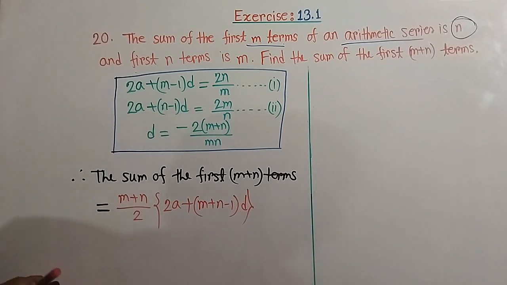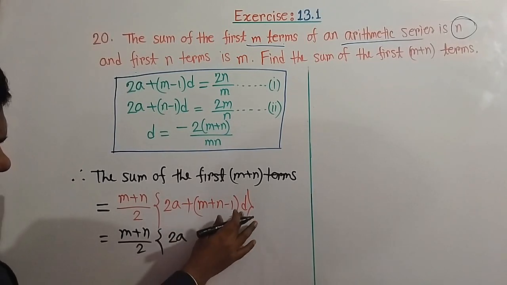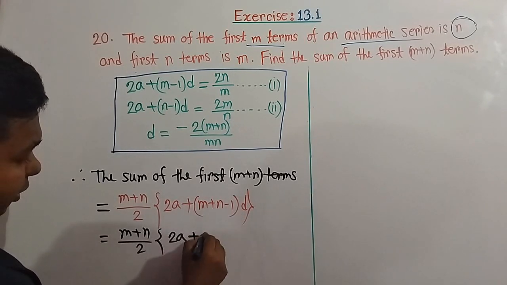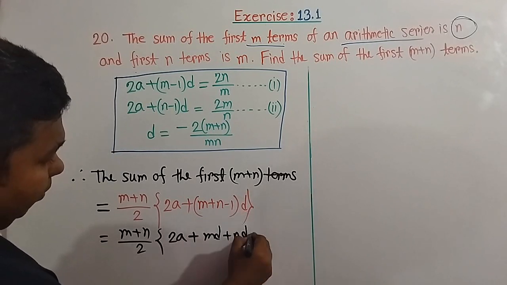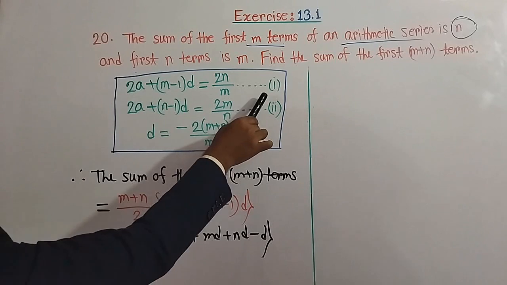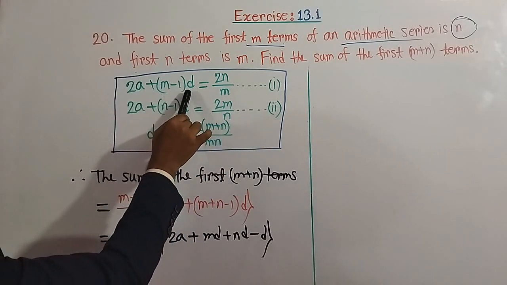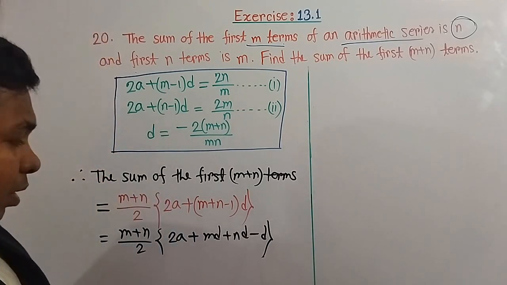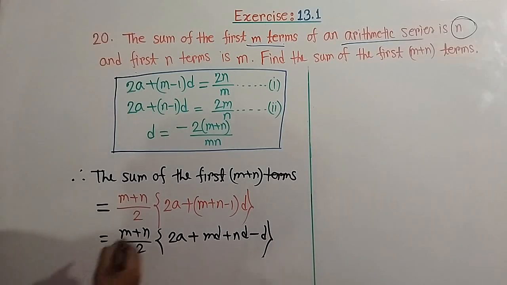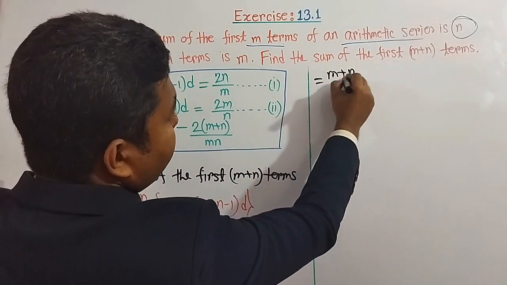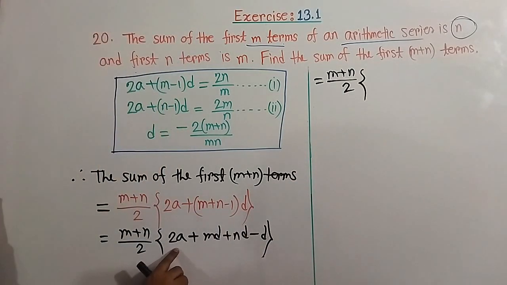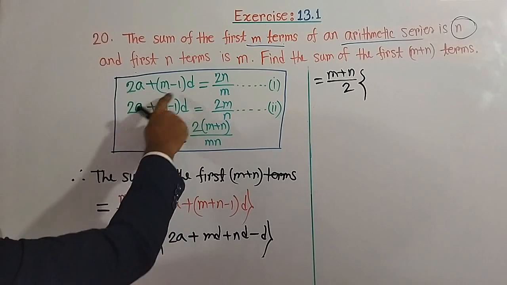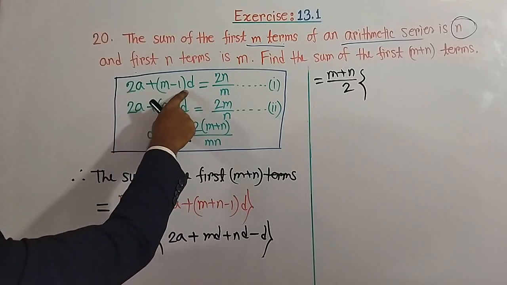Then by calculation we can write m plus n by 2 into 2a plus md plus nd minus d. Now in equation number 1, 2a plus m minus 1 into d equal to 2n by m. By using this value we find the solution. So here m plus n by 2 into 2a plus md plus nd minus d. At the left hand side of equation 1 we have 2a plus m minus 1 into d.